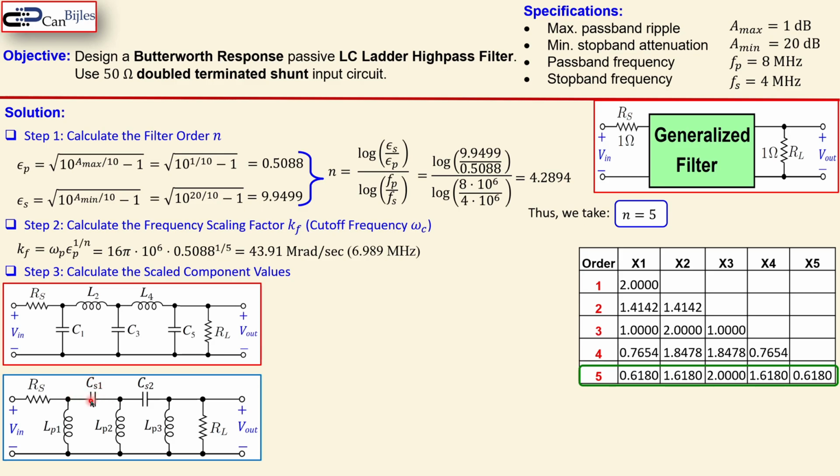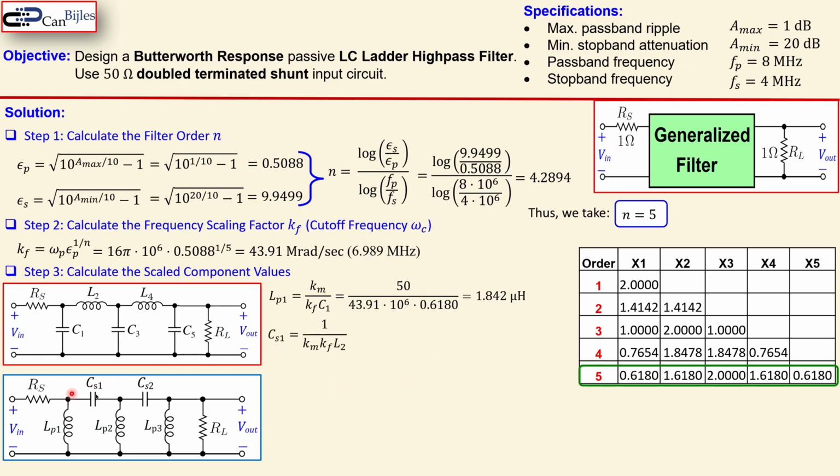So let's see what the formulas for that transformation are. LP1, this one, is equal to Km over Kf over C1. Km is our magnitude scaling factor, which is 50, because we need 50 ohm for our double terminated shunt input circuit. Kf we just calculated, we need to use radians per second as a unit, and C1, again, that's from the table here, which is 0.618. So you substitute the values here and you get your LP1, which is then 1.843 microhenries.